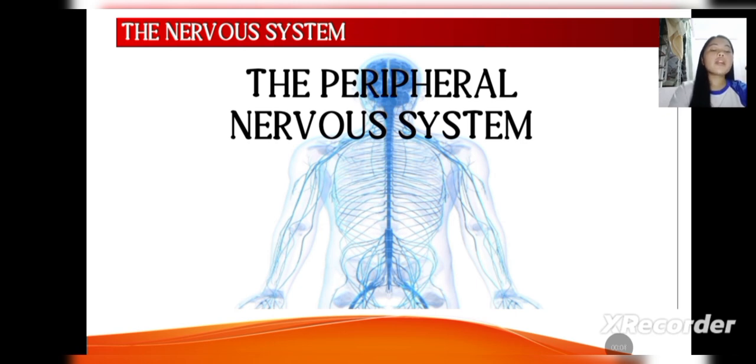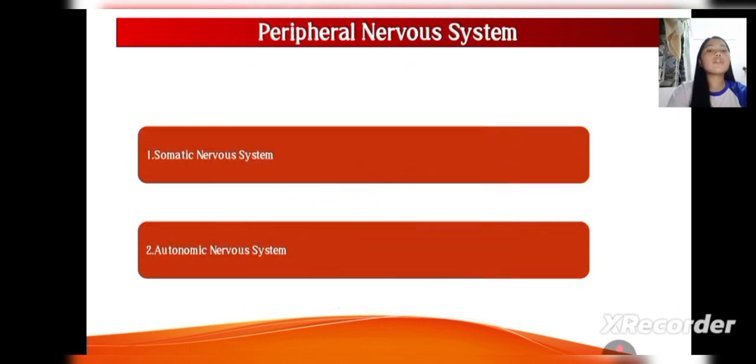Today, we will talk about the second type of nervous system, the peripheral nervous system. The peripheral nervous system is divided into two smaller systems, the somatic nervous system and the autonomic nervous system. Let's first talk about the somatic nervous system.